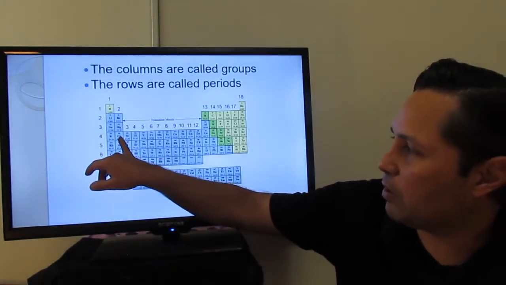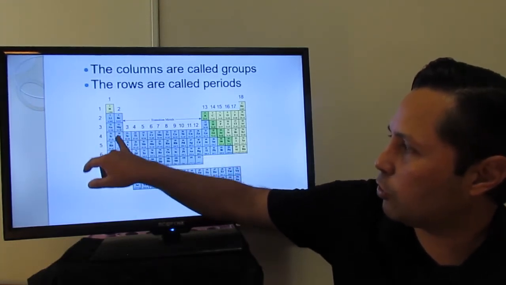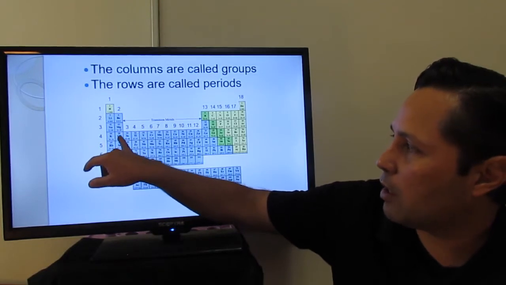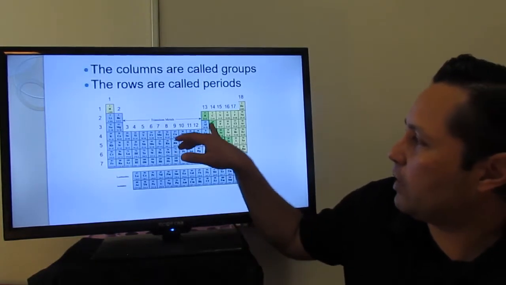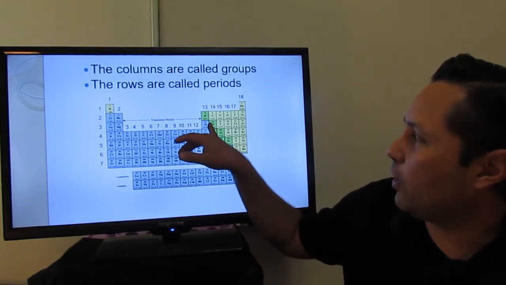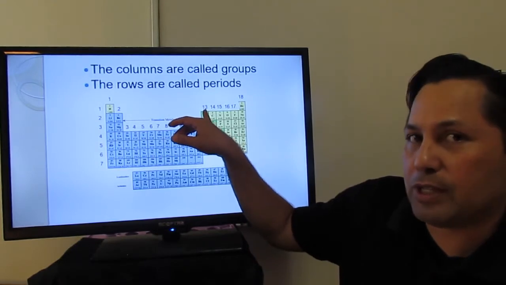Calcium, what's the period? The period is number 4. And the answer for the group is number 2. So there's calcium right there. Alright, our next element was aluminum. So aluminum, you'll find it here. What's the period for it? The period would be period 3. The group will be group 13.